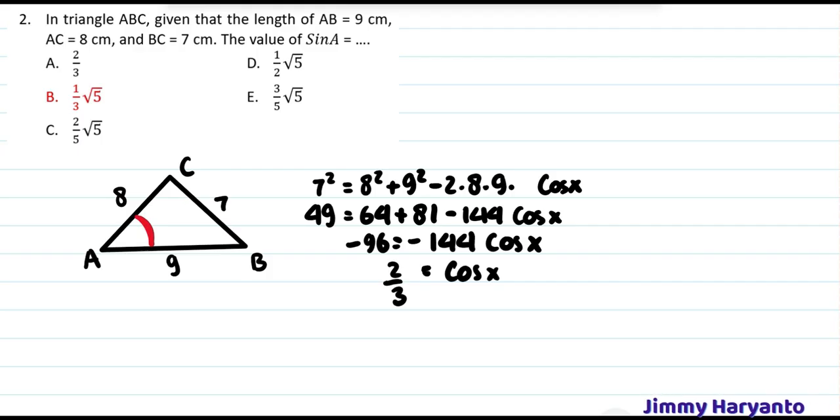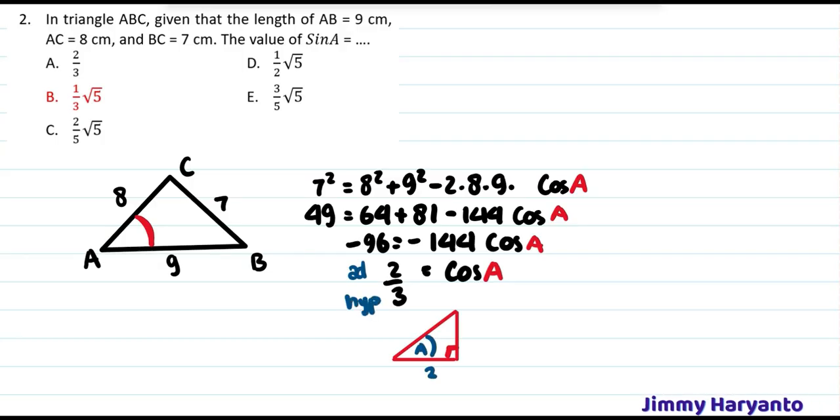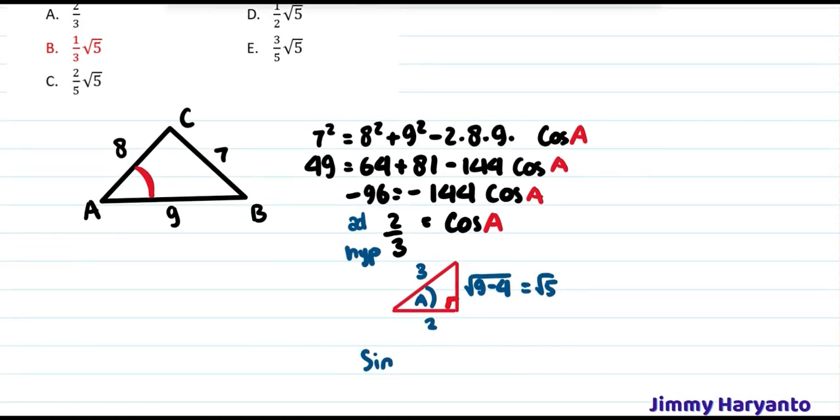But the question wants you to find the sine. Oh, sine A. This one is cos A then. It means you have to create a right triangle. Cos is adjacent over hypotenuse. That means if this one is the angle A, the adjacent is 2, the hypotenuse is 3. Using Pythagoras theorem, you'll have 3 squared minus 2 squared, which is 9 minus 4, equals square root of 5. That means the value of sine will be opposite over hypotenuse, square root of 5 over 3, which is B.